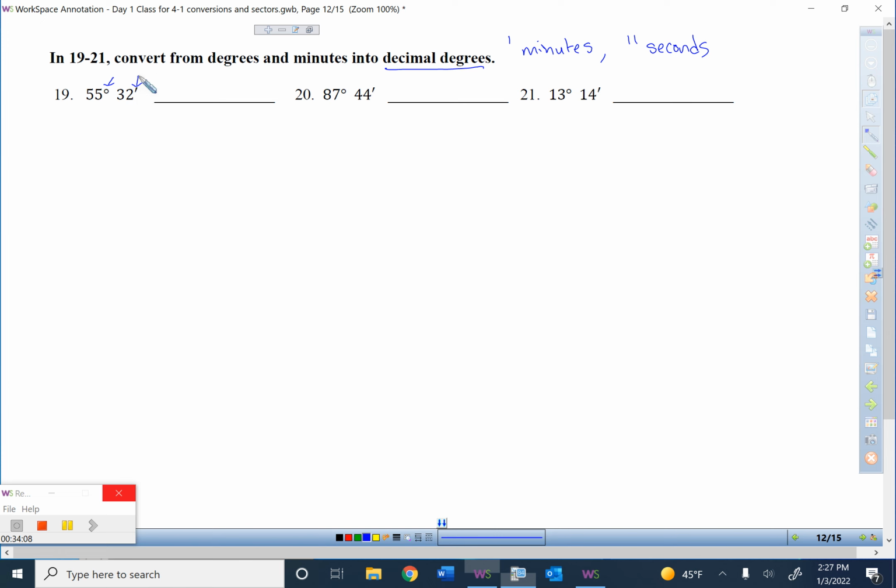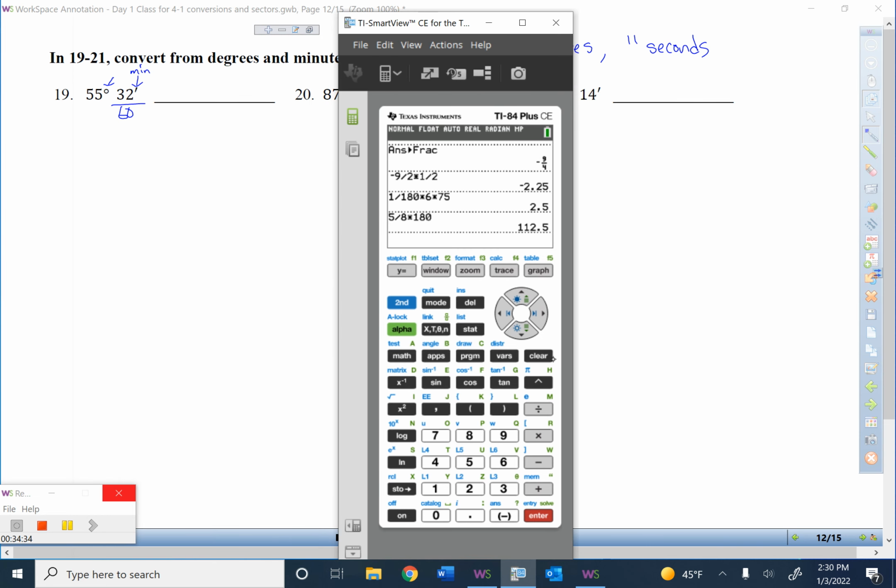All we have to do is read it and then know what the pieces represent. If we see 1 tick mark, it's minutes. If we want to change that to a decimal, well, minutes, if we're taking that minute and splitting it back to the degree, we know that there are 60 of those pieces in a whole degree, like I just showed you. Okay, so here's how it works. In your calculator, you're going to put this whole thing in there. 55 is the whole part, so 55 plus. And then we're taking 32 divided by 60, and that'll give us our decimal degree.